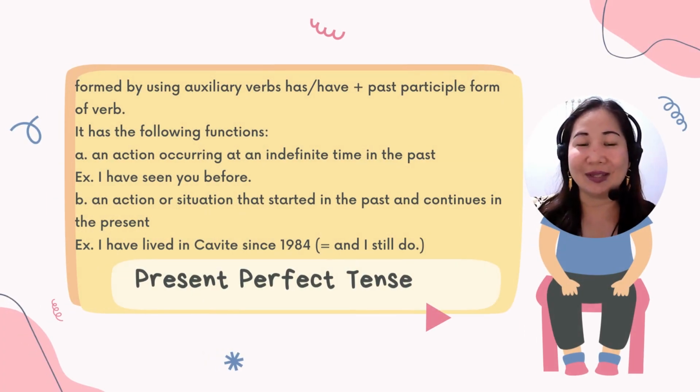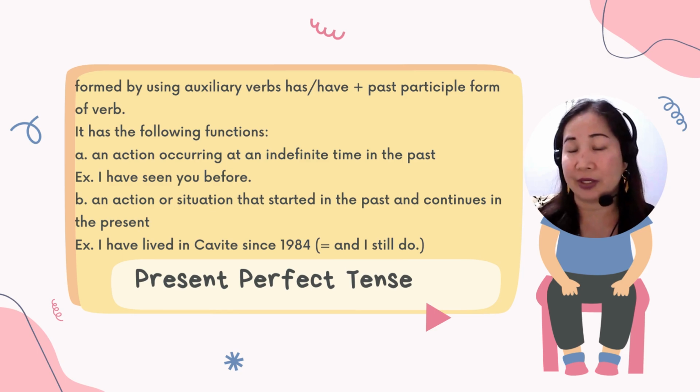Let's start with the present perfect tense. It is formed by using auxiliary verbs such as has or have, and then the past participle form of the verb. It has the following functions. Letter A, an action occurring at an indefinite time in the past. For example, I have seen you before.